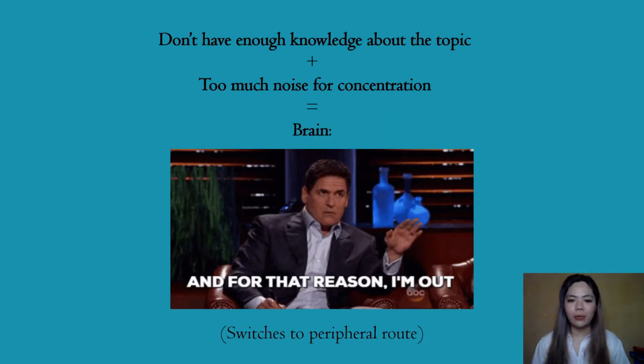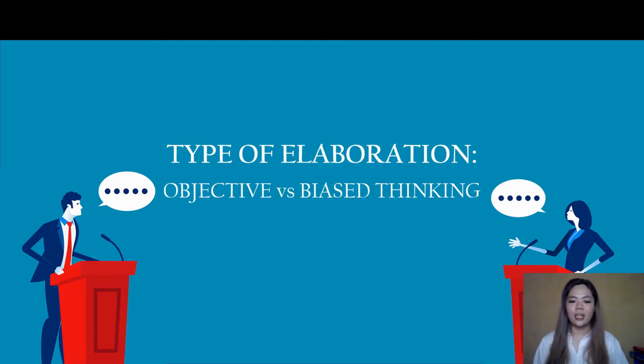Distraction disrupts elaboration. If there are other factors affecting the thinking process of the listeners, like they don't have enough knowledge about the topic or there is too much noise in the environment, they will find it hard to concentrate on your message. Because of this, the listeners would more likely give up and just switch to the peripheral route and judge your message based on cues, just to get it over with. Now on to our next slide, which is type of elaboration: objective versus biased thinking.